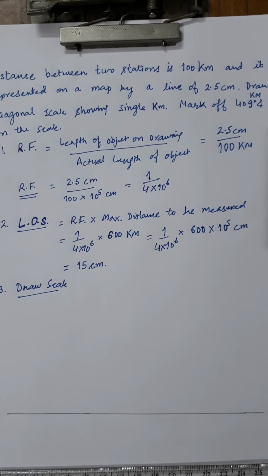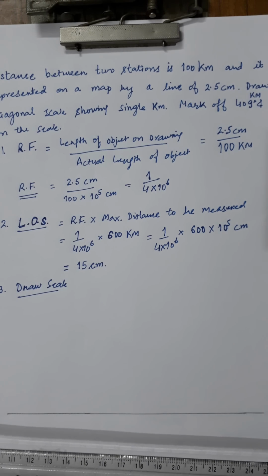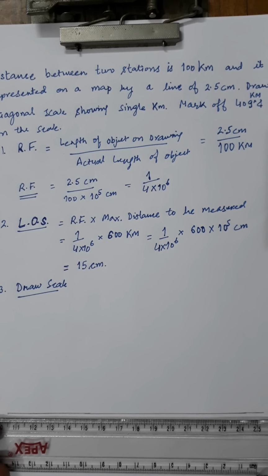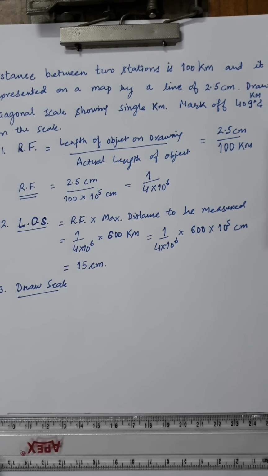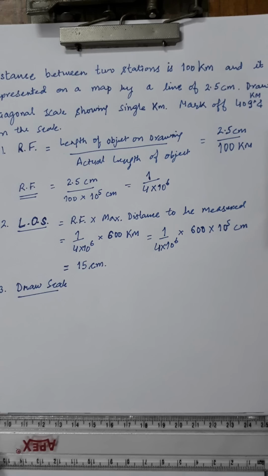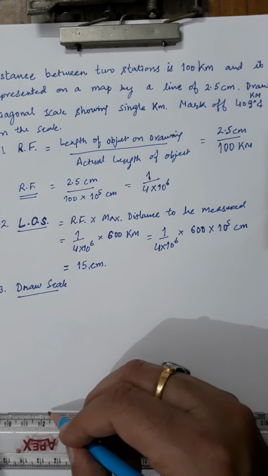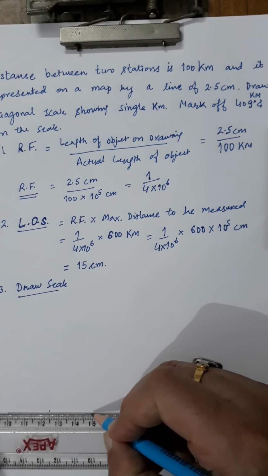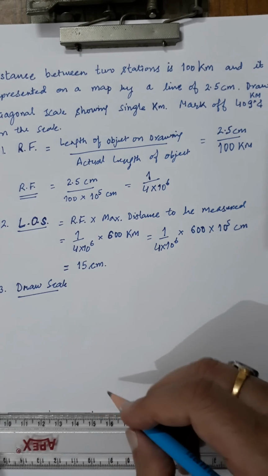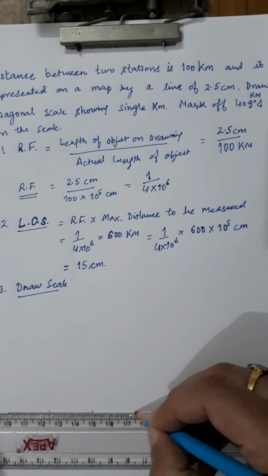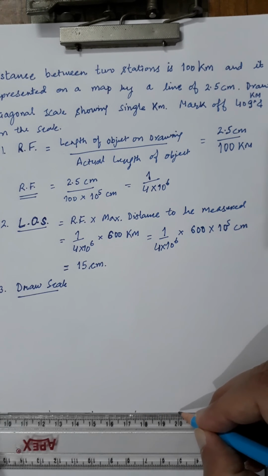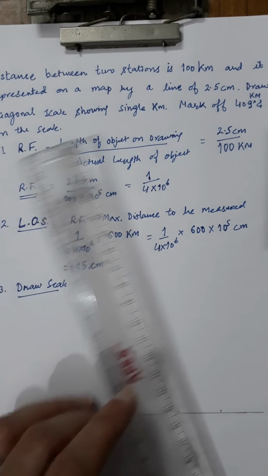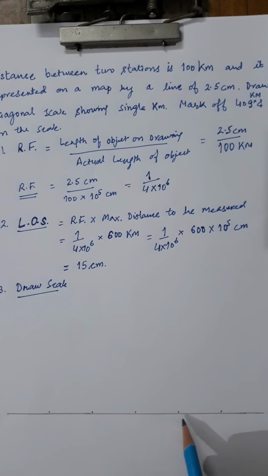Then the next step is to divide this into 6 equal parts, because 600 is the distance, and each part will be equal to 100 kilometers. 15 centimeters upon 6 is 25 mm each, or 2.5 centimeters. So I am going to divide this into 6 equal parts simply by measuring 25 mm each. Now this is divided into 6 equal parts.